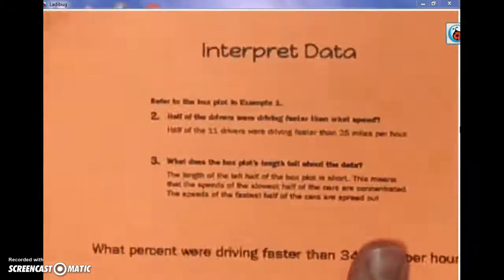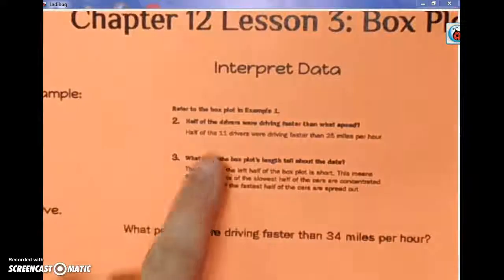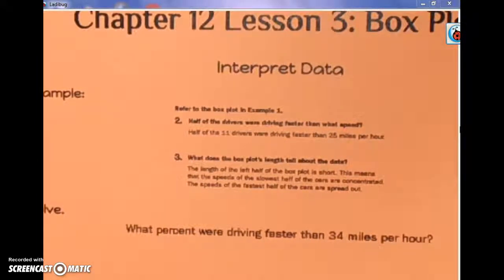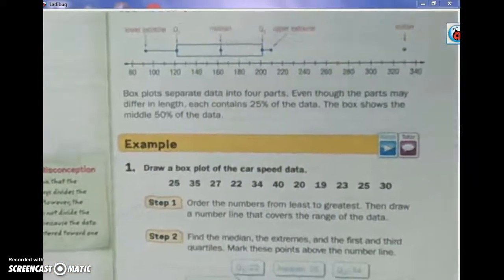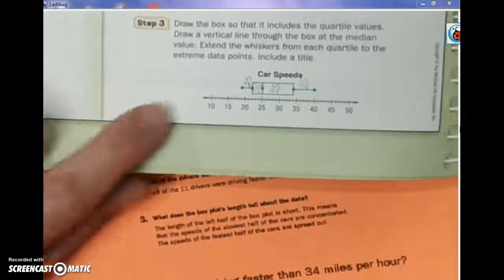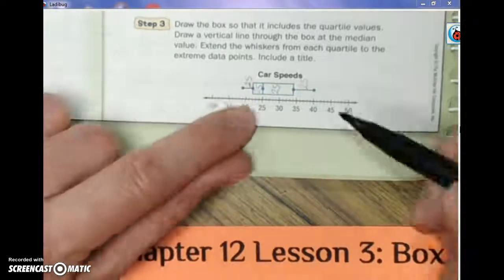Okay, let's go to the back now. We're going to be interpreting box plots now. So our example 1 is over there. So it says half the drivers are driving faster than what speed? If we take a look at that, I'll put it up here so we don't have to flip back and forth. So it's half of the drivers are driving faster than what speed? Half is 25.